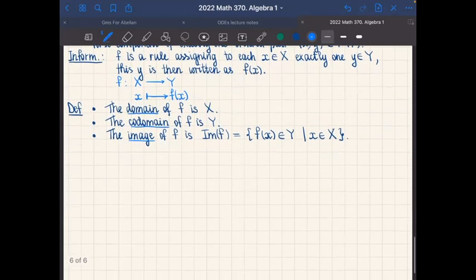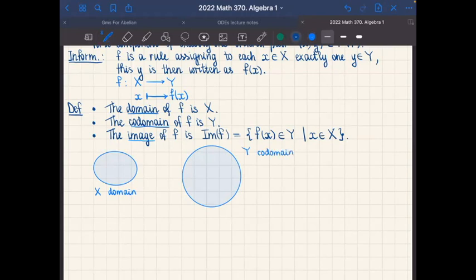And one can draw a picture to relate all these notions. So this will be X. It is the domain. And let's say that this is Y, this is the codomain. Then f sends all elements of X to some elements in Y. And every element that has some element mapping to it forms a subset called image. So this will be image of f.